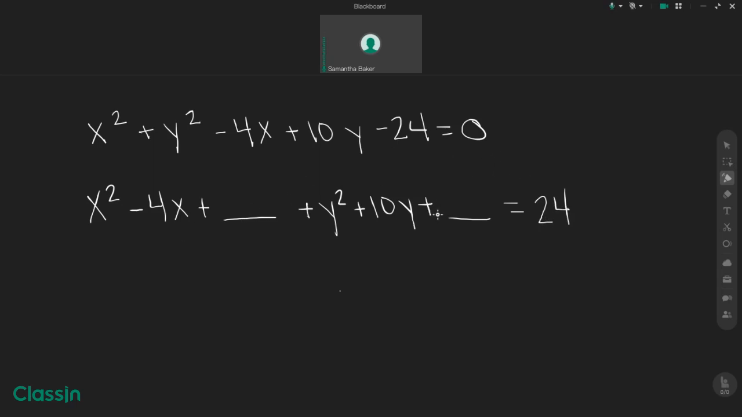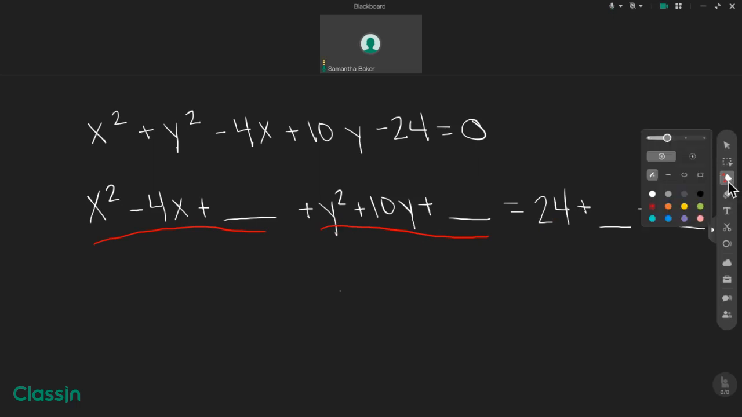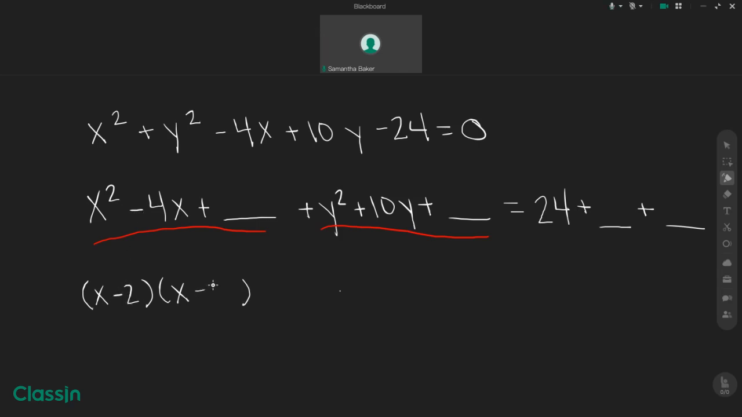Now if I add something to the left, I have to add it to the right, and I'm actually going to be adding 2 different numbers to the right, or to the left, well, and the right. Okay, now I can go ahead and factor these so that we've got perfect squares. So I've got this guy and this one to work with. Okay, so let's do the x's. So if I factor this, negative 4 divided by 2 is negative 2. So I've got the negative 2x and the negative 2x gives me negative 4x.